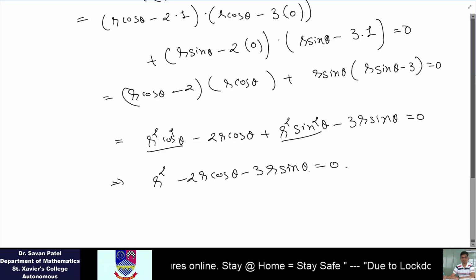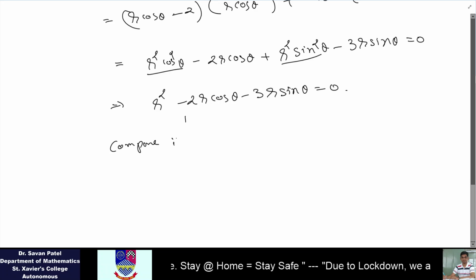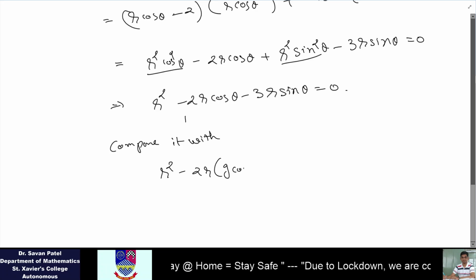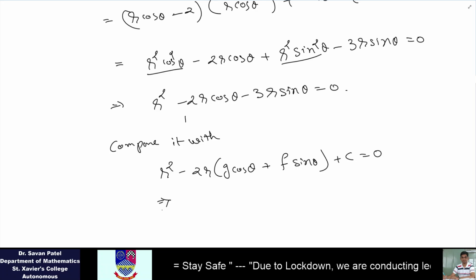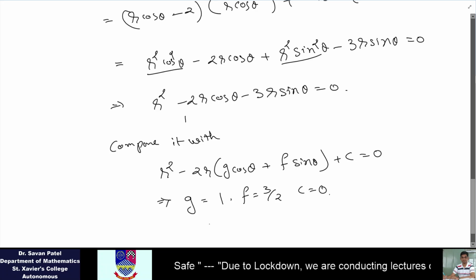Okay, now if you want to find out the center and radius of this, then relate this equation with r square minus 2r (g cos theta plus f sine theta) plus c is equal to 0. So comparing with that, you have g is equal to 1, f is equal to 3 by 2, and c is equal to 0.